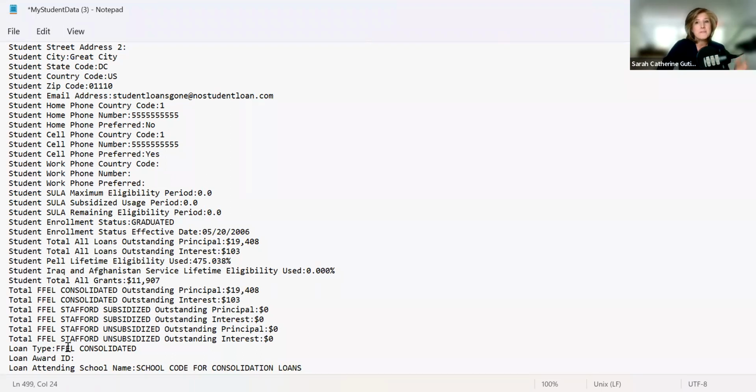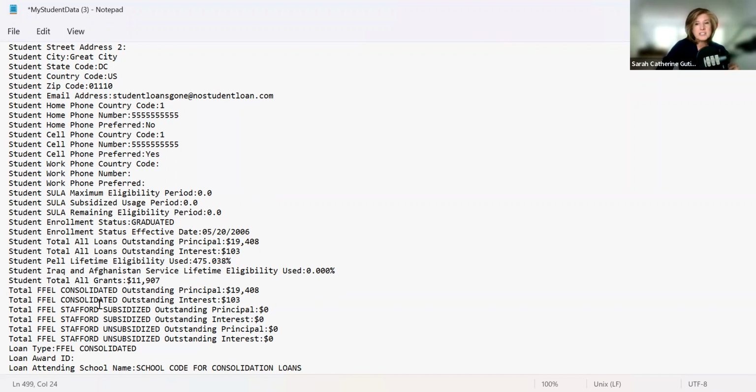And so you have a FFEL consolidated loan. That is not what we want. So this is going to tell you conclusively whether you have a FFEL loan, which we don't want to be in, or a direct loan, which we do want to be in. So that's first clue number one, FFEL loan, no good.